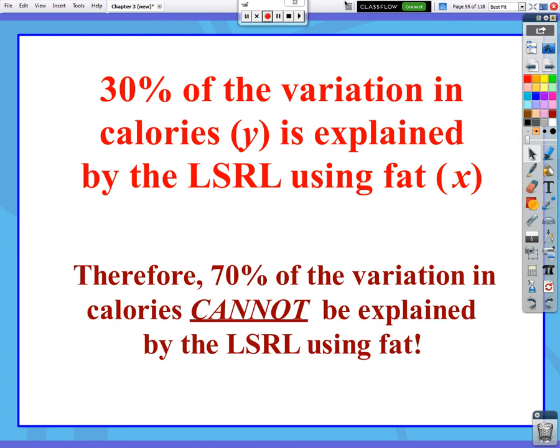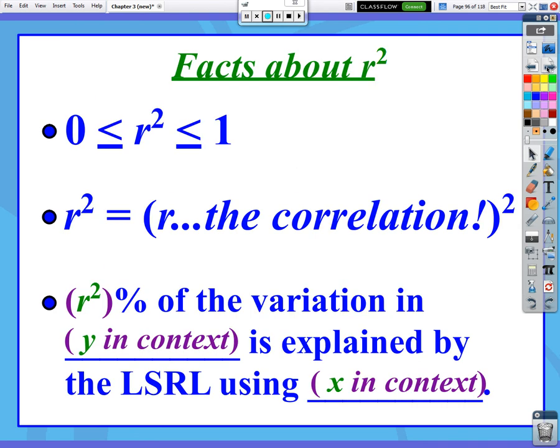So what we would say is that 30% of the variation in calories, what we're trying to predict, y, is explained by the regression line, or can be accounted for by the regression line, using fat as our explanatory variable. So to flip this around, if 30% of the variation can be explained by using fat to make predictions for calories, then therefore 70% of the variation cannot be explained by using just fat alone. Which means where does the other 70% of the variation lie? Well, it would lie in the other two things that we said calories are made up of, carbohydrates and protein.